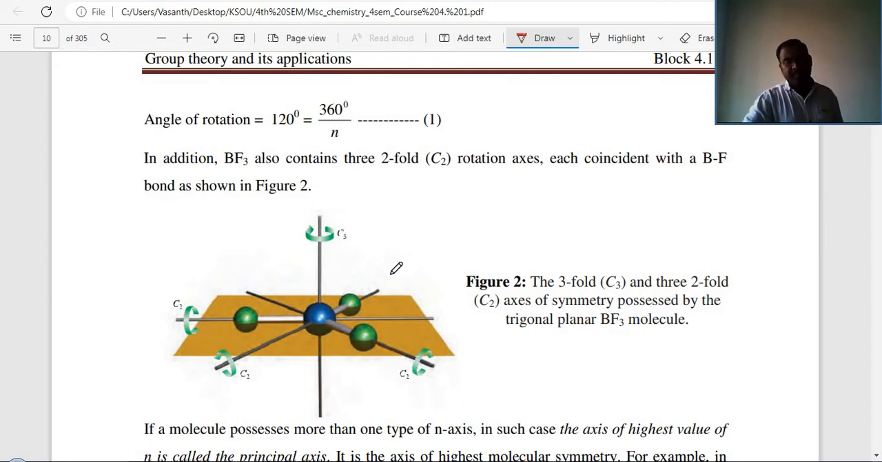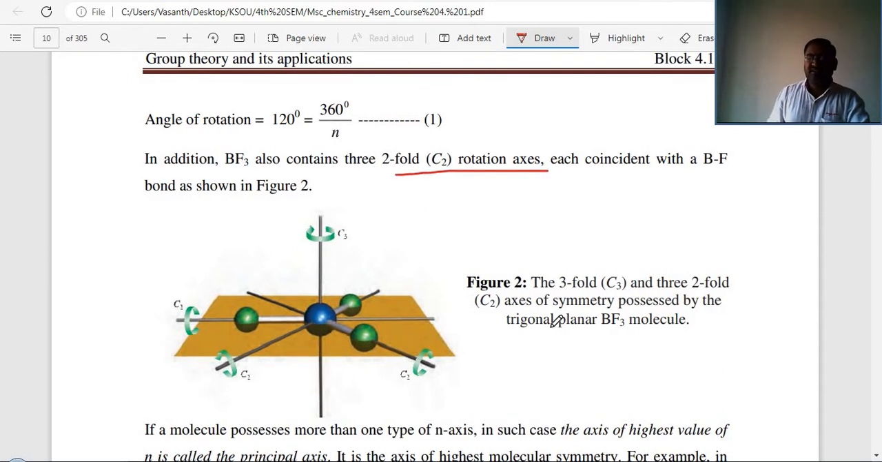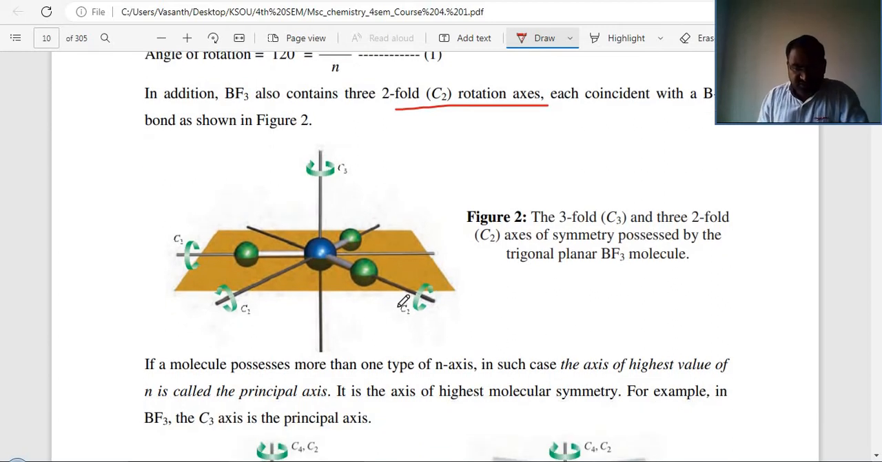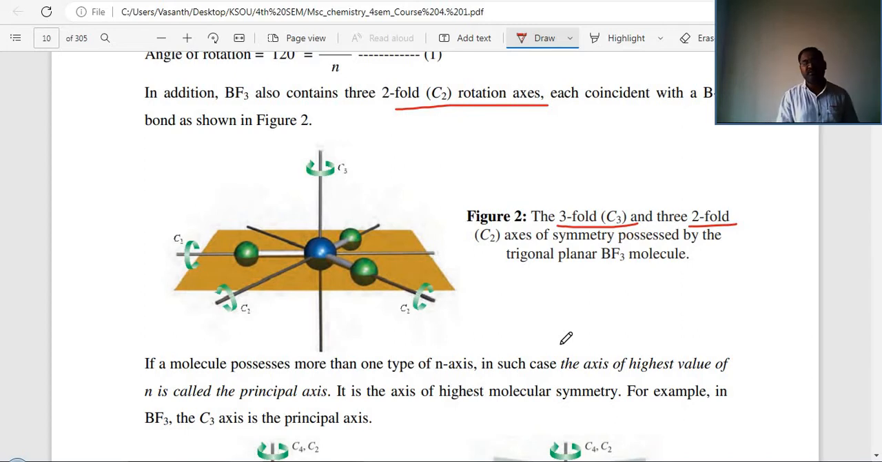In addition, BF3 also contains three two-fold C2 rotation axes, each coincident with a BF bond as shown in the figure. Just look here: this is C2, C2, C2. This is C3 here, and the three two-fold C2 axes are the symmetry possessed by the trigonal planar BF3 molecule.